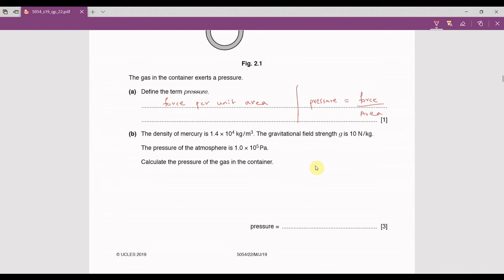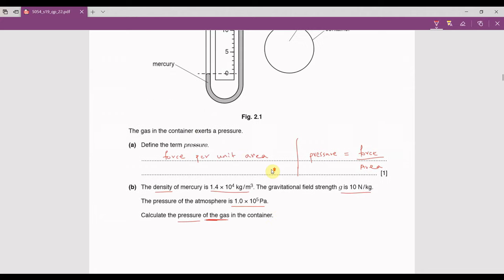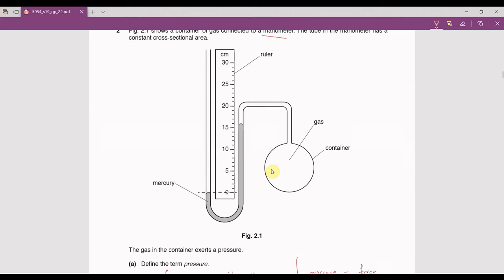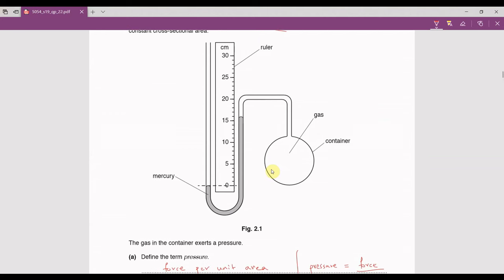Now the density of mercury is 1.4. So what I do is I always underline my important information while reading the question, because this will help you not miss out on any important detail which is written in the question. Gravitational field strength is 10 on earth, and the pressure of atmosphere is 1 into 10 to the power 5 Pascal. Calculate the pressure of the gas in the container. Now remember, they are telling you to calculate the pressure of the gas and not just the pressure difference. Remember, this is a manometer, so by itself it's not going to give you directly the pressure of the gas. It's only going to give you the difference in pressure.